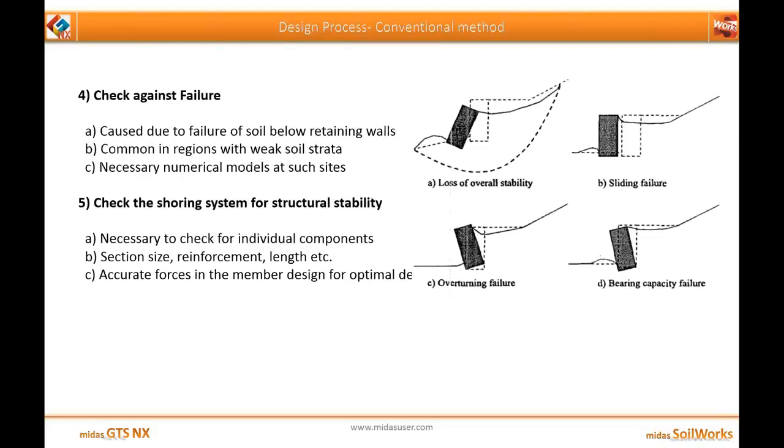Now in the conventional method, we also check against failure like loss of overall stability, sliding failure, overturning failure, which we have already discussed, and the bearing capacity failure. Now, this is caused due to the failure of soil below the retaining walls, and it is very common in regions with weak soil strata, and should be considered. Numerical models become very important at such sites.